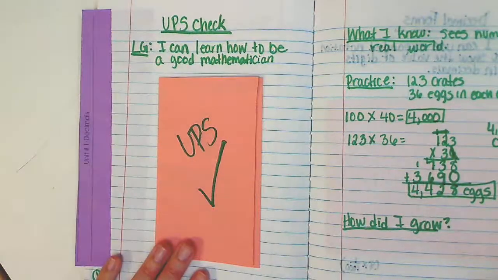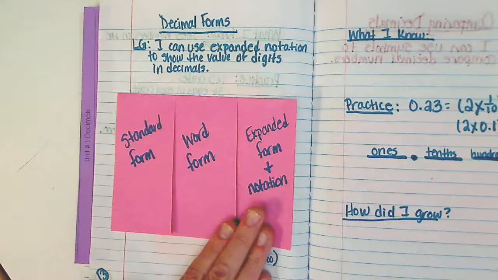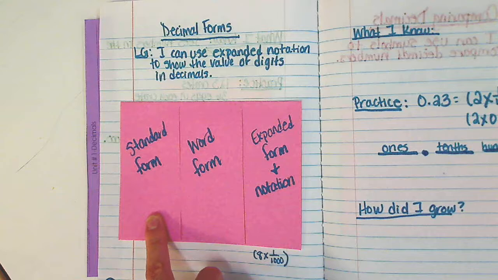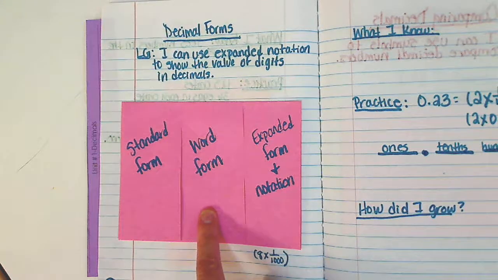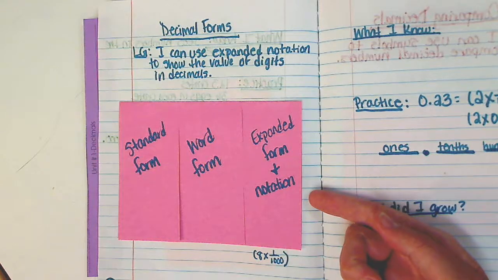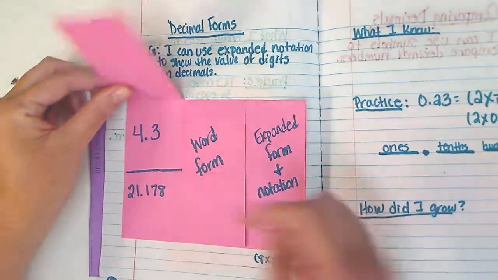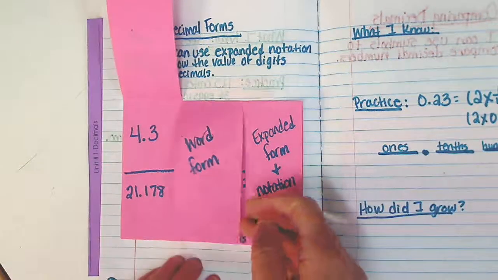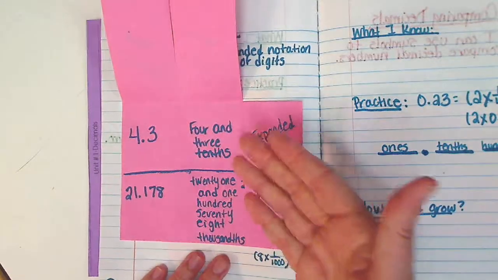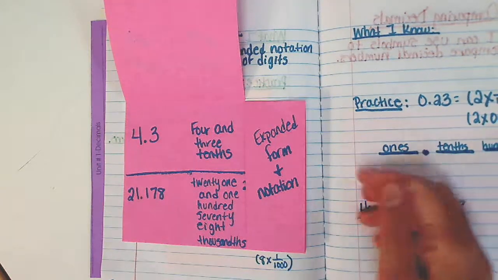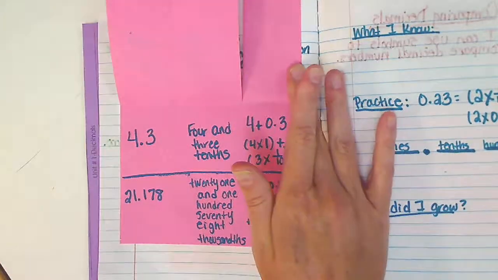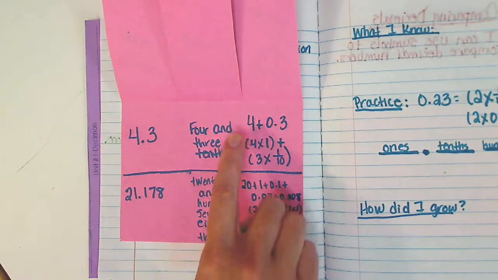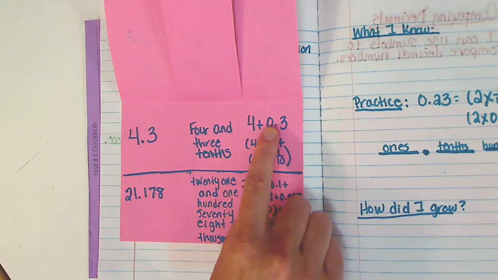When it comes to decimals in 5th grade, one of the first things the students have to be able to do is know the forms of decimals. We put our numbers in standard form, word form, and expanded form and expanded notation. Standard form is just the number written in its digits. Word form is what it says, the number in its word form. And then our expanded form, this here, is just taking each of the numbers and expanding them out by their places.